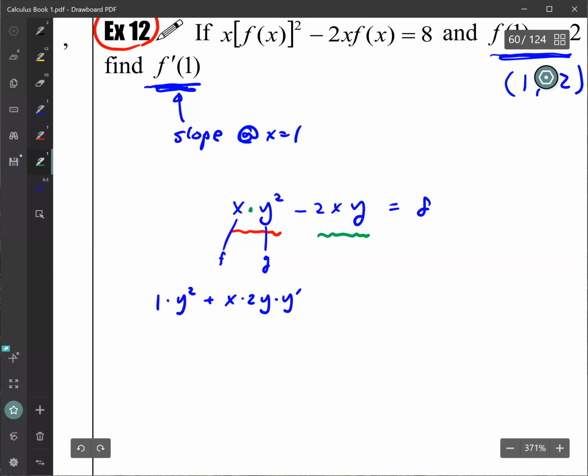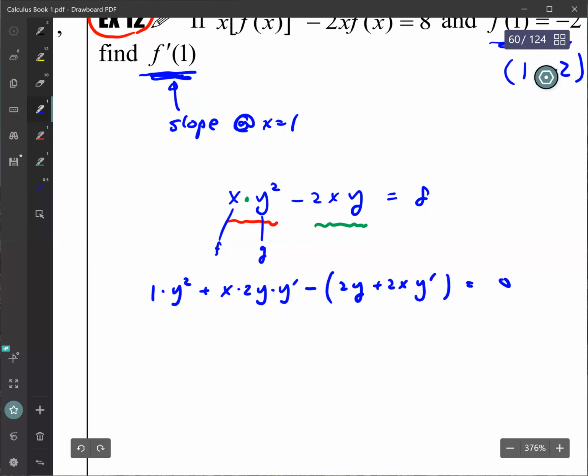Okay, now the next part, the minus. Jeffy, can you take care of the green part? What's your prime? 2 times y plus 2x times y prime. Yeah, and then equal to 0, right? The right side prime will be 0.